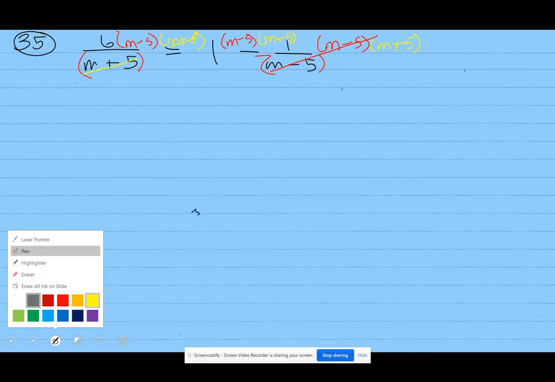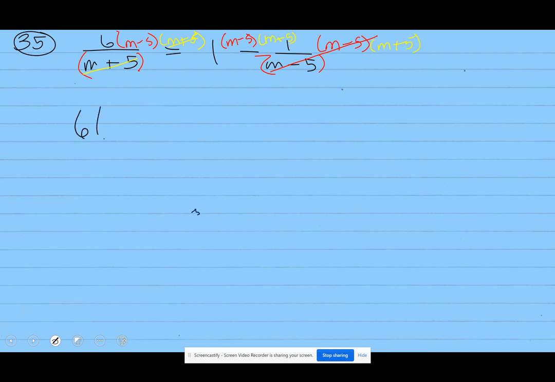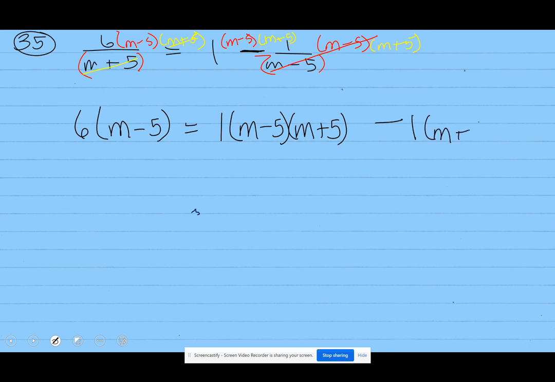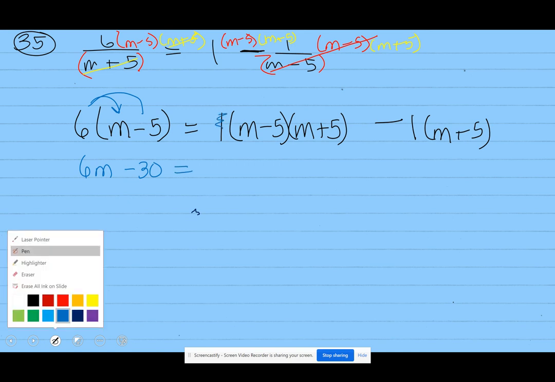So what do I have left after I force canceled? I've got a 6 and an m minus 5 equal a 1 times the m minus 5 and the m plus 5. Because nothing canceled on that 1. Minus, don't forget, there is a minus right there. A 1, there's a 1 right there. M plus 5. All right, now I need to distribute and solve. This is just a regular distribute and solve. So that's 6m minus 30 equal, now I really don't need that 1 right there. I'm going to erase it.